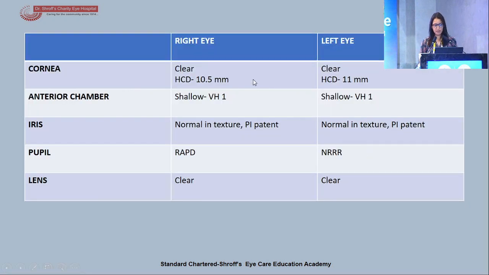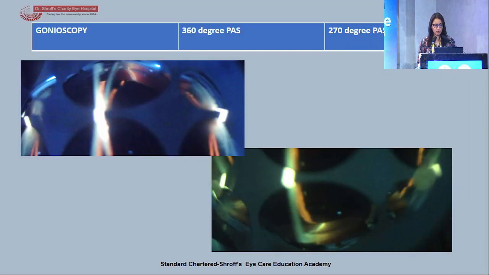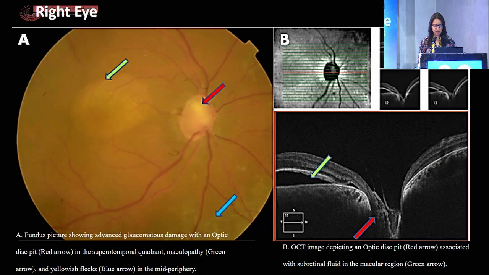On slit lamp examination, her horizontal corneal diameter was almost normal. Anterior chamber width was shallow in both the eyes. She had RAPD in the right eye, lens was clear, and there was PI in both the eyes. These are the clinical photos. And on gonioscopy, there was a 360-degree closure in the right eye and a 270-degree closure in the left eye.